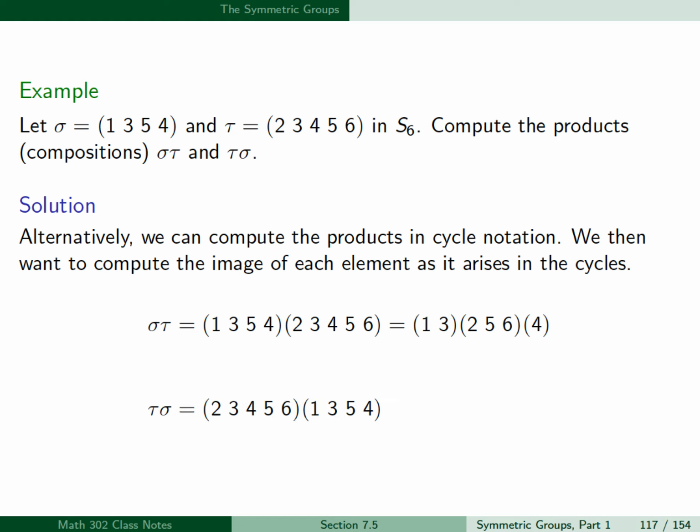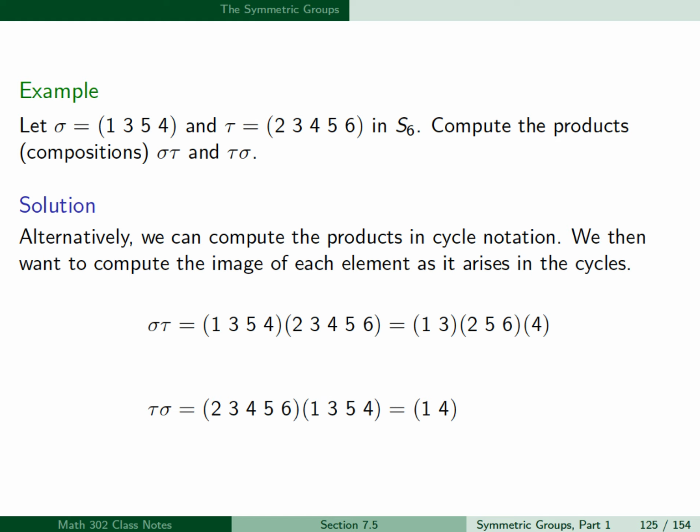And we can compute tau sigma in a similar manner. So we'll start with a cycle with 1, and then in sigma, 1 maps to 3, and in tau, 3 maps to 4. So in the product, 1 will map to 4. And then I want to look at the image of 4. Well, in sigma, 4 maps to 1, and then in tau, 1 is fixed. So in the product, 4 will map to 1, so I want to close off this cycle.